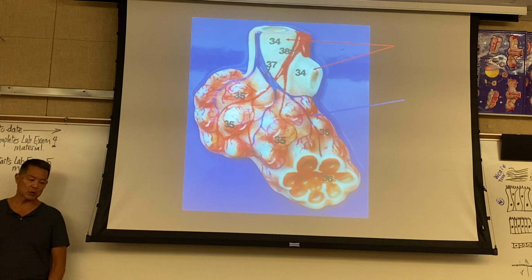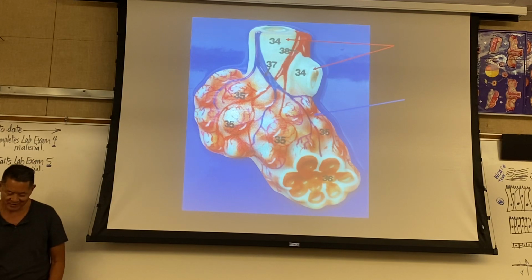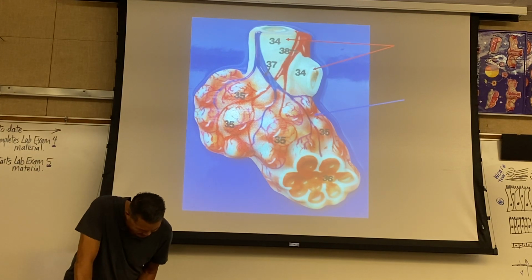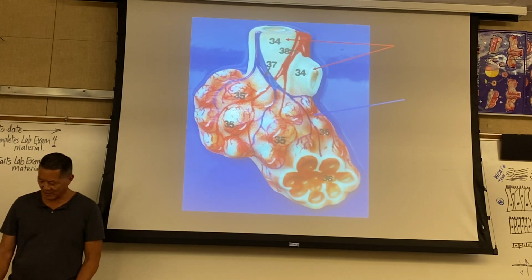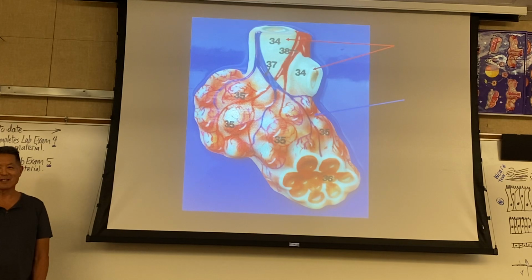The reason why we call those respiratory bronchioles in blue is because they have single alveoli on them. So there's gas exchange happening right there. Bronchioles: if it's one, you better not have the S. Respiratory bronchiole. Okay.